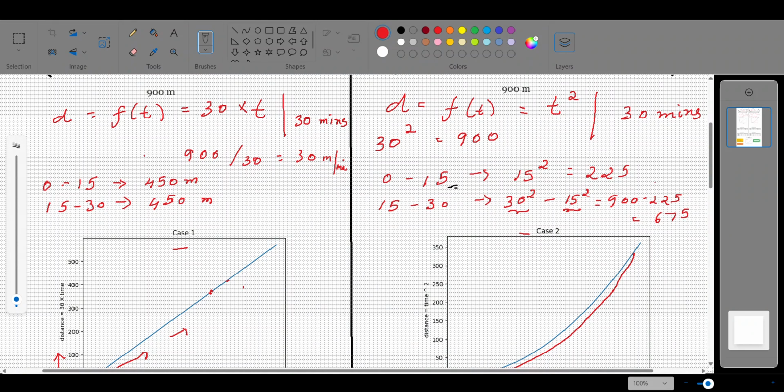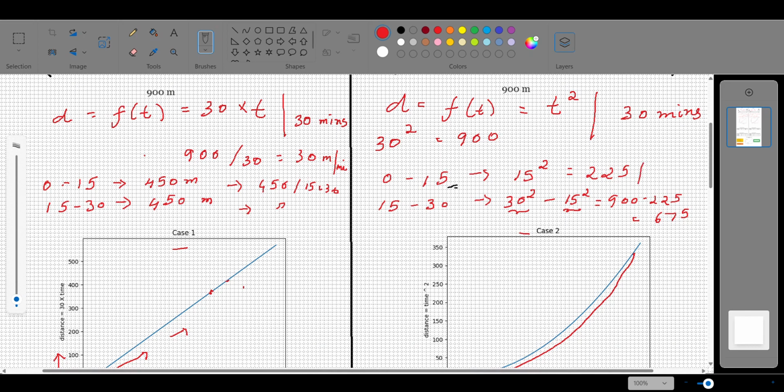So this time you see, you have a better description that in the first 15 minutes, student 1 has an average speed of again, 450 divided by 15, which is equal to 30 meters per minute. And it's the same even for the next 15 minutes. So in both the intervals, student 1 has walked 30 meters per minute.